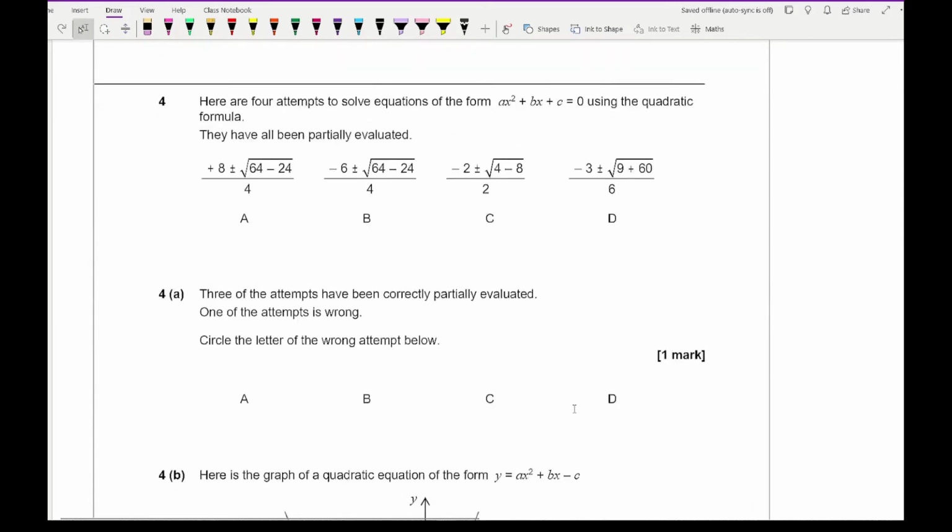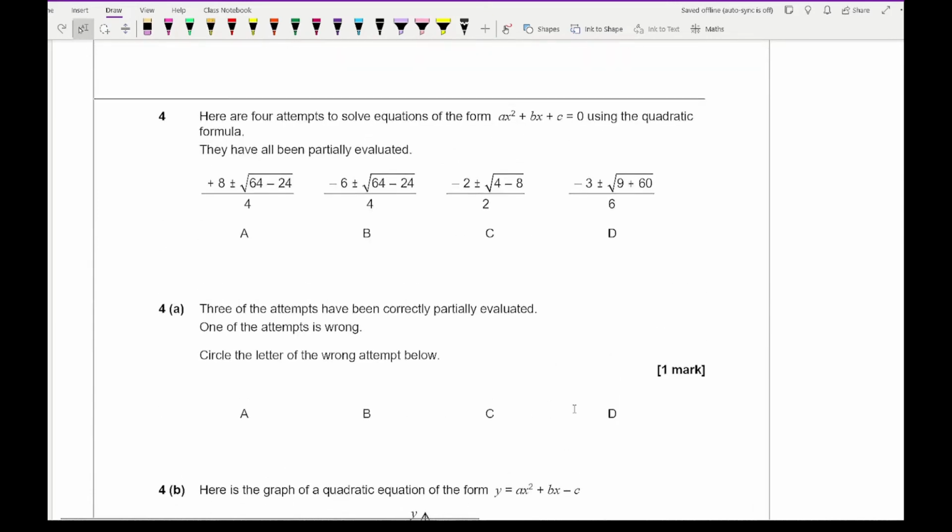Moving on to question 4, it says here are 4 attempts to solve equations of the form ax squared plus bx plus c equals 0 using the quadratic formula. They have been partially evaluated, and part 4a asks: 3 of the attempts have been correctly partially evaluated, 1 of the attempts is wrong. Circle the letter of the wrong attempt below. So what we need to do is look at the components of what the formula actually is. The quadratic formula looks like this. What you need to do is work out the values of a, b and c and see if the values do equate.